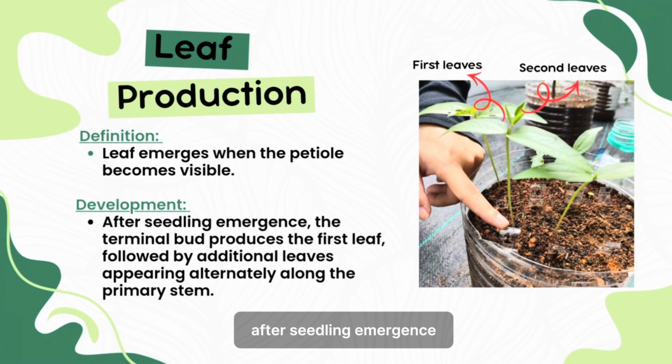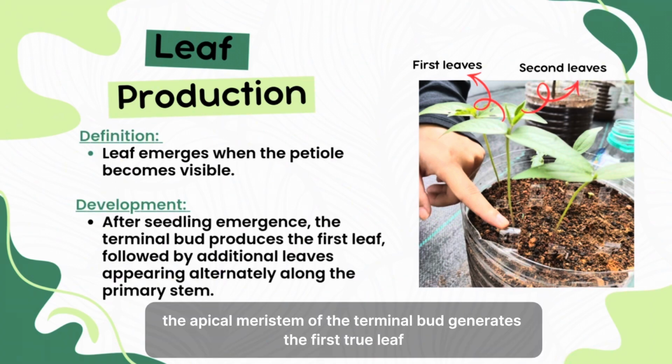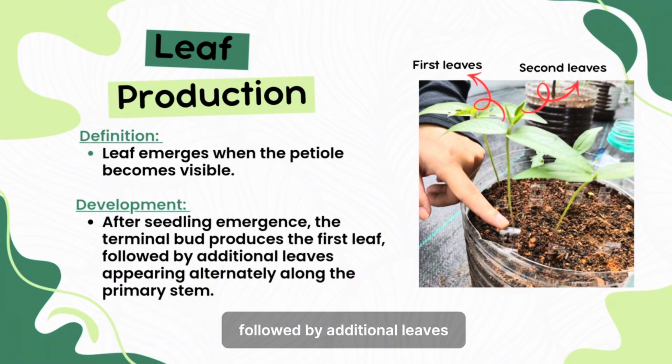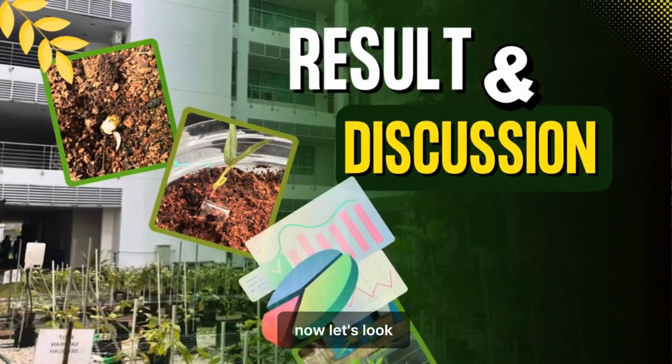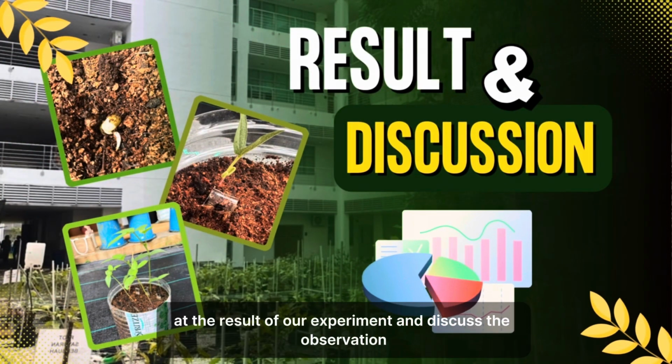After seedling emergence, the apical meristem of the terminal bud generates the first true leaf, followed by additional leaves developing alternately along the primary stem to enhance photosynthesis and vegetative growth. Now, let's look at the result of our experiment and discuss the observation.